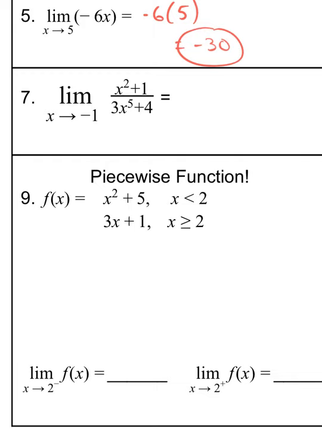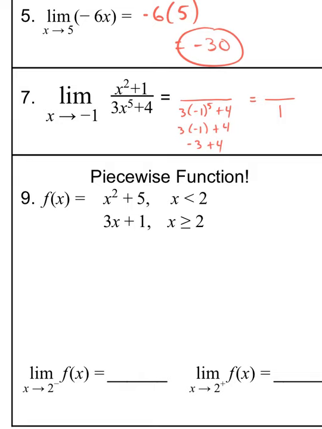Number 7, I have a limit problem. Can I do direct substitution? Can I plug in -1 for x? Well, first let's check the bottom. So let's check. 3 times -1 to the 5th plus 4. All right, so -1 to the 5th, if this is an odd exponent, this will always be -1. So that gives us 3 times -1 plus 4. That gives me -3 plus 4. That gives me a 1 on the bottom. So I can do direct substitution.